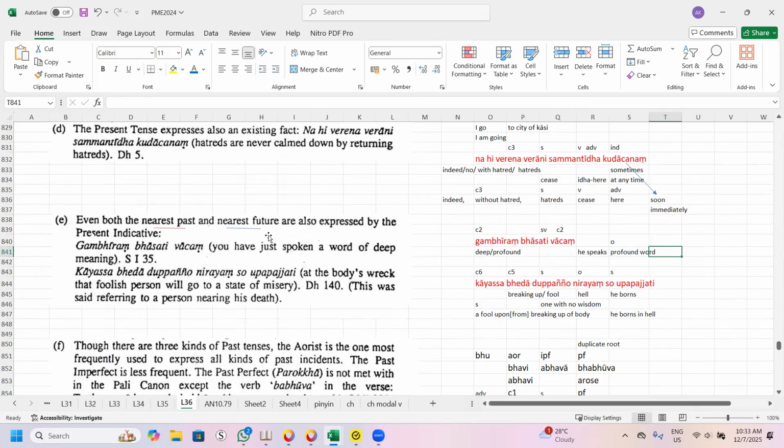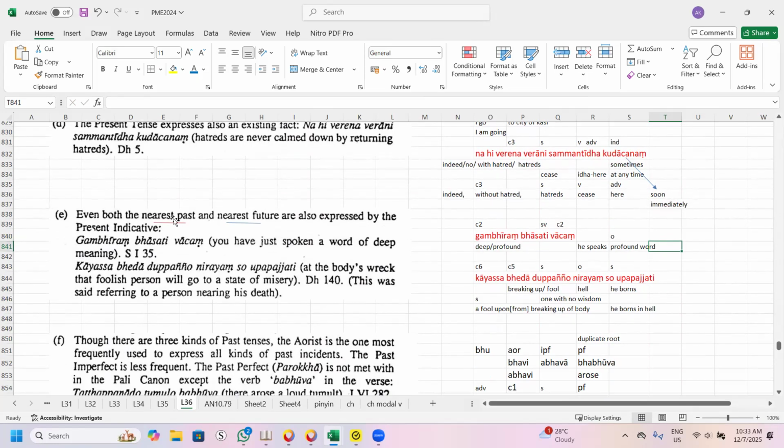Understand? Okay. So number E, both nearest past and nearest future. This one, nearest, I mean recently. This one means recent past, recent past. And it means this is recent. Future is going to, cannot be nearest future maybe. All right. So anyway, never mind, we will translate.